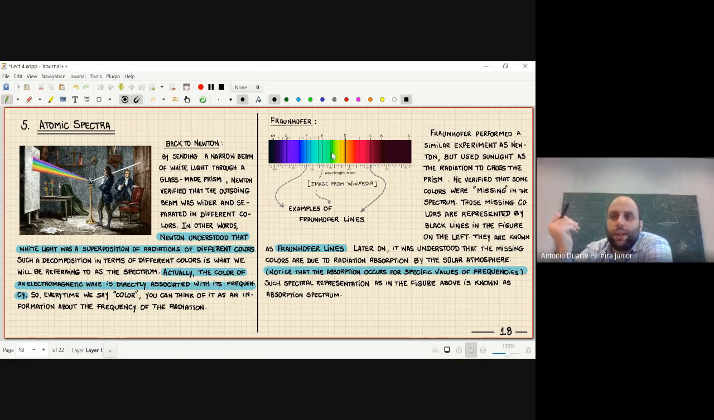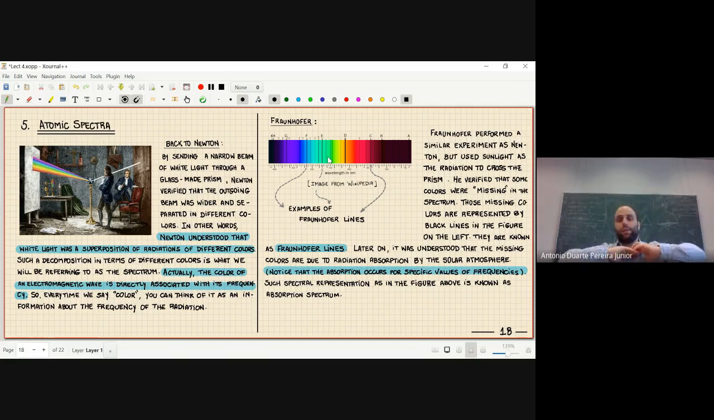So it took a while to understand why these colors were missing. And actually, what was understood was that when the core of the sun emits light, the light has to pass through the sun's atmosphere. So there is an atmosphere in the sun. And the sunlight that is produced in its core, which is white light, has to pass through this atmosphere. But this atmosphere is made of some chemical components. It's made of some atomic species.